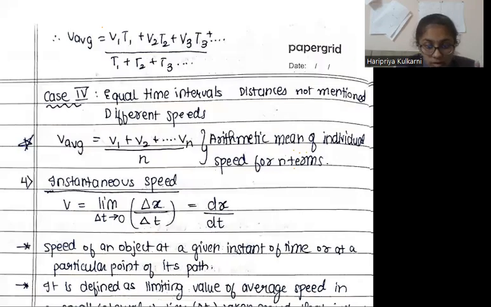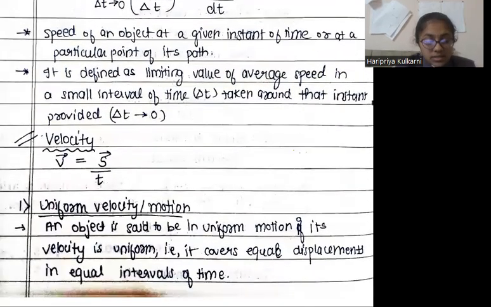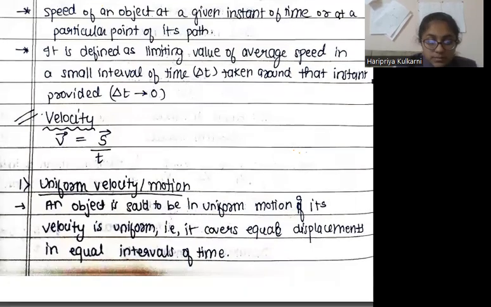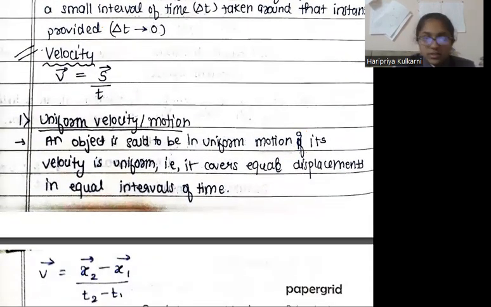So till now, we discussed speed, right? Instantaneous speed. Now we will discuss velocity, that is, vector v is equal to vector s by t. Now, what does this vector mean? It means that the quantity depends upon the direction as well, right?